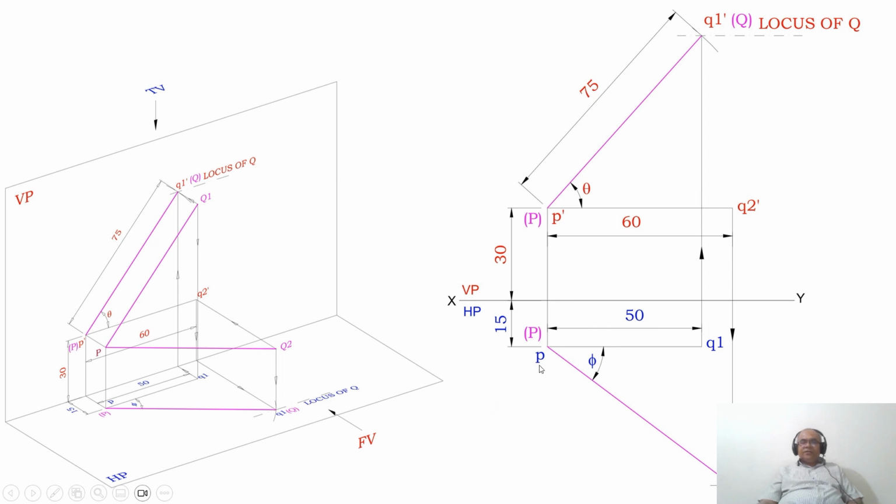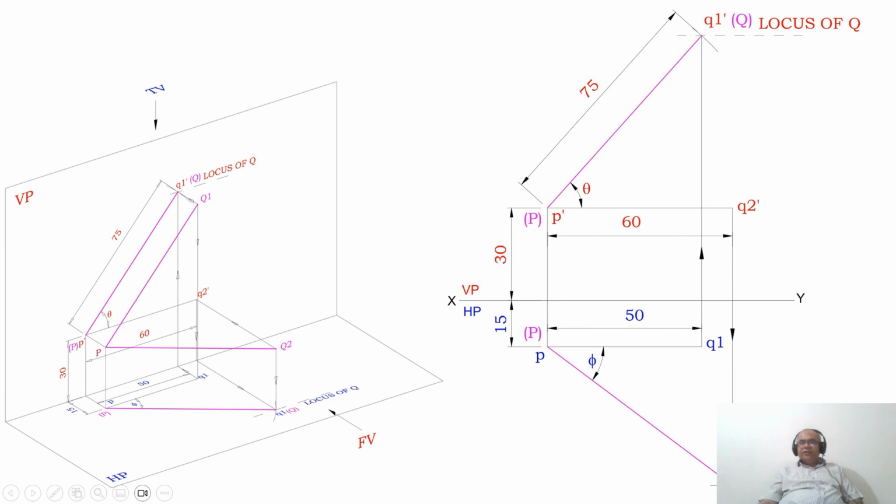Then, you know the true length is the same both in the front view as well as in the top view. So, from P, by using the compass, with P as center, take the radius of 75 and cut an arc on this vertical projector, and mark that point as Q2. Join P and Q2 with a dark line, a bit darker than the XY line, and mark this angle as phi. Draw a dashed outline at Q2, and mark this as capital P and this as capital Q.